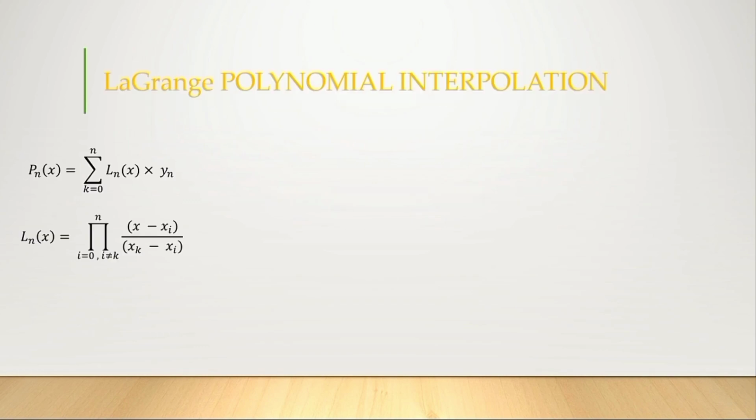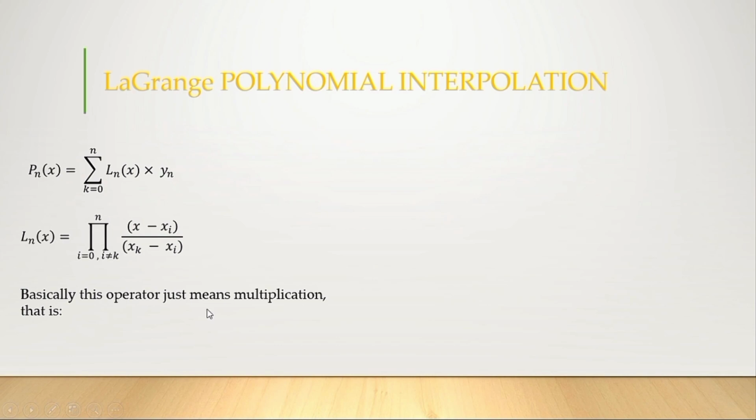So, the two most important formulas with the Lagrange polynomial are as follows. We have Pn of x equal to the summation from k to n of Ln(x) multiplied by yn. And then Ln(x) can be represented as the product of this formula here from i to n, but i should not be equal to k. This is all just fancy mumbo jumbo, and let these operators not scare you or freak you out. This basically just means multiplication.